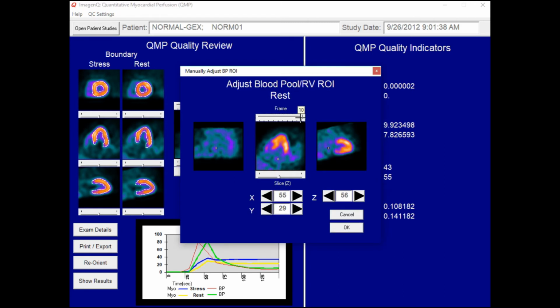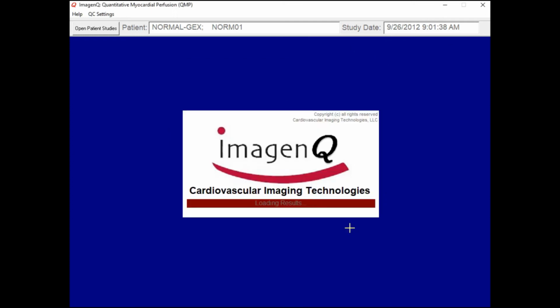Similarly, we can do this with the rest. Move the image, do any fine adjustments that we want to do, and then hit OK.